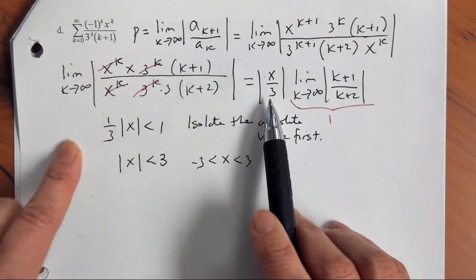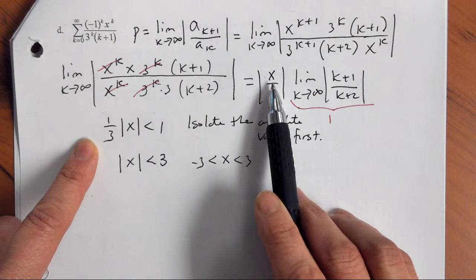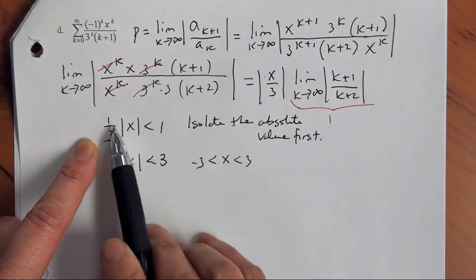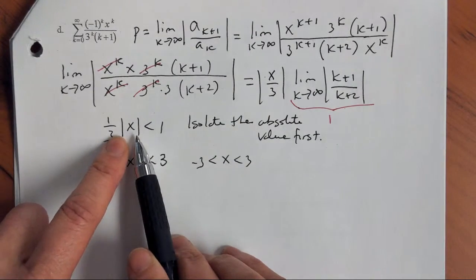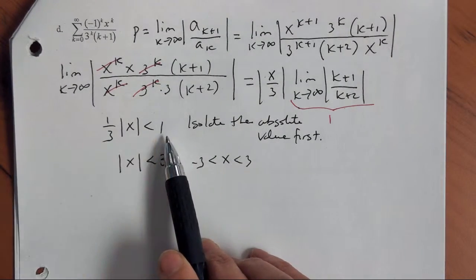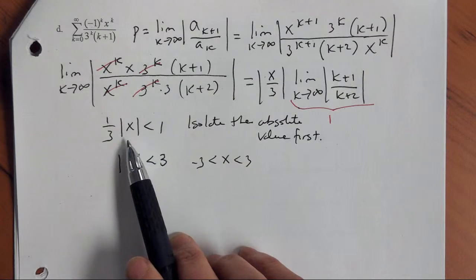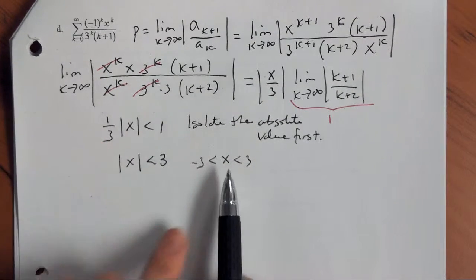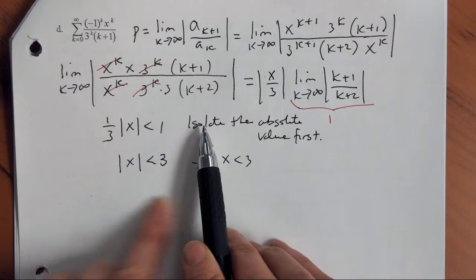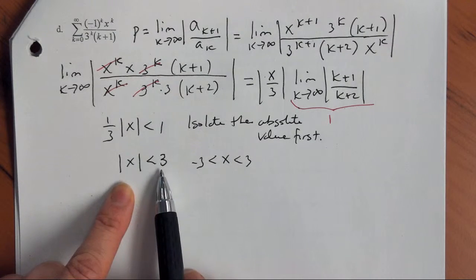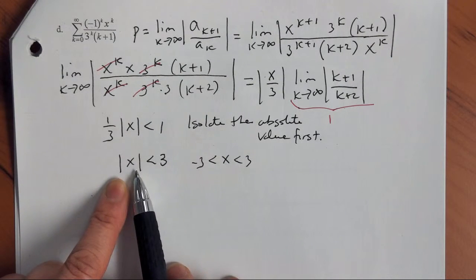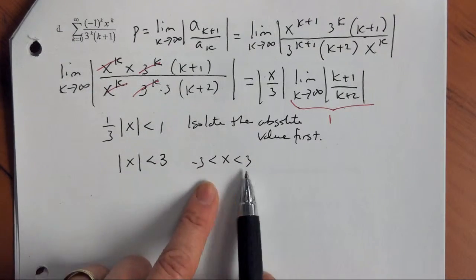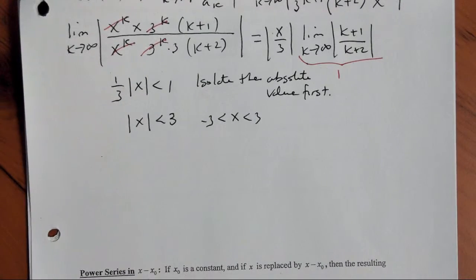So I'm going to rewrite the absolute value of x over 3 as a 1/3 times the absolute value of x, and that's going to be less than 1. Anytime you have an absolute value, you want to isolate that first before you split it up as an inequality. So I'm multiplying through by 3, and I get the absolute value of x is less than 3, and so this would be the interval.